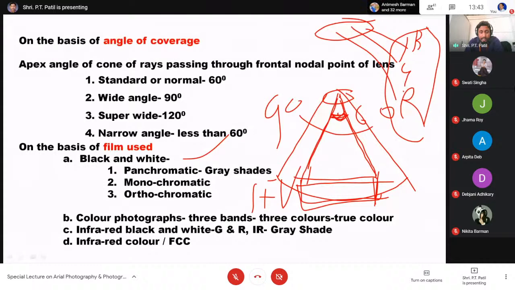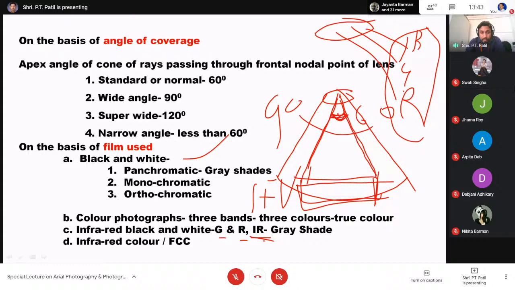Then there is the infrared black and white aerial photograph. It means generally the blue band is avoided or filtered, and instead of the blue band we use the infrared band. So here green, red, and infrared bands. Why do we avoid the blue? Because atmospheric scattering is associated with the blue band, and that's why the sky appears blue. So in order to avoid blueness in the aerial photograph, we avoid the blue band, and instead of blue we added the infrared band.